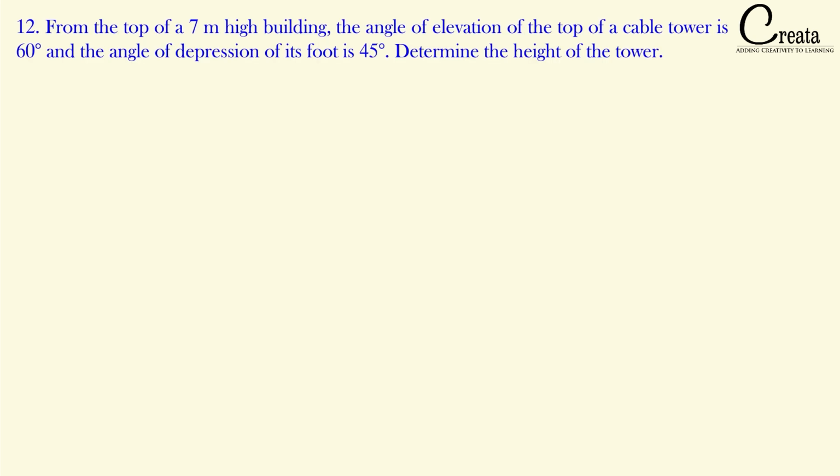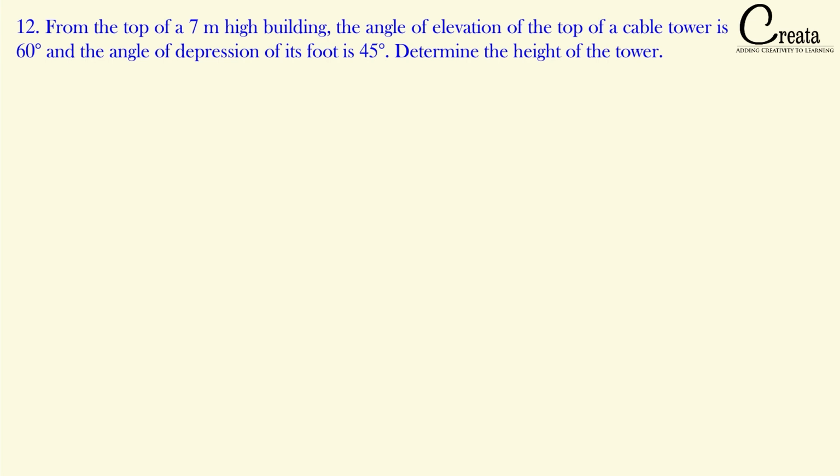Question number 12. From the top of a 7-meter high building, the angle of elevation of the top of a cable tower is 60 degree and the angle of depression of its foot is 45 degree. Determine the height of the tower. So this is the question. Let's observe the question. This question is talking about two angles, the angle of elevation and the angle of depression.